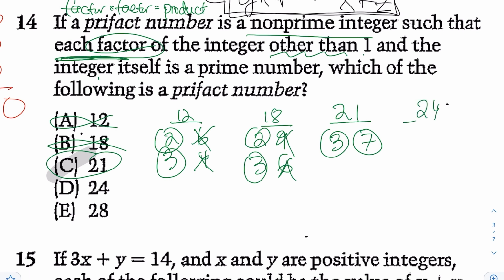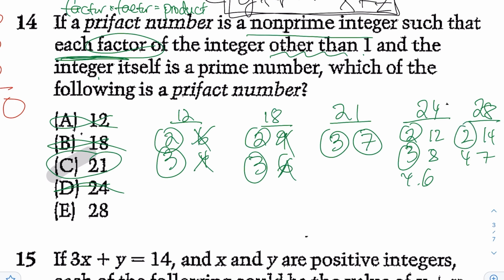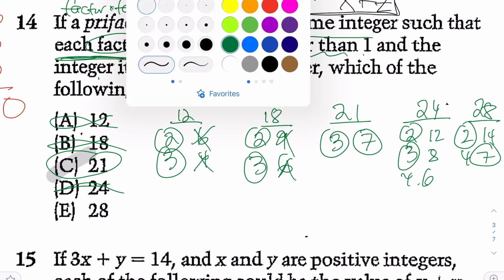For 24, you have a whole bunch of factors. You ignore 1 and 24. You have 2 and 12, and 12 is not prime, so that tells you that 24 can't be it. You also have 3, which is prime, and 8, which isn't, and 4 and 6, neither of which are prime. And then you also want to try 28. 1 and 28 doesn't count, but you have 2 and 14. Again, 14 is not prime. And 4 and 7. So the answer has to be choice C. Just follow the rules.